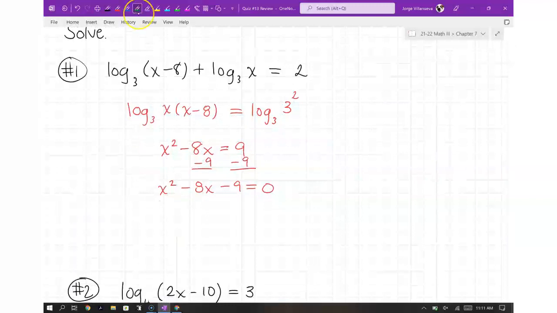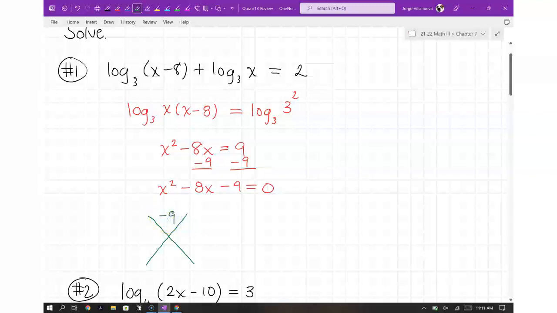Okay? At this point, you're like, okay, I'm ready to factor. So let's get ready to factor here. On the top of the x, you're going to multiply 1 times negative 9. That's your a times your c. So that's negative 9. On the bottom, you're going to put your b value. That's negative 8. And two numbers that multiply to negative 9 but add up to negative 8 would be a negative 9 and a positive 1. So this is your factor, x minus 9 times x plus 1 equals 0. Okay? At this point, you have to break that apart and solve.